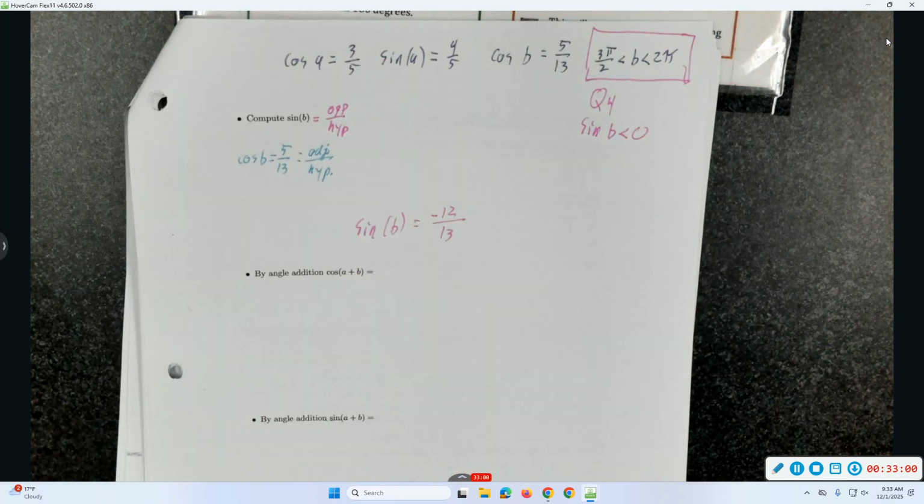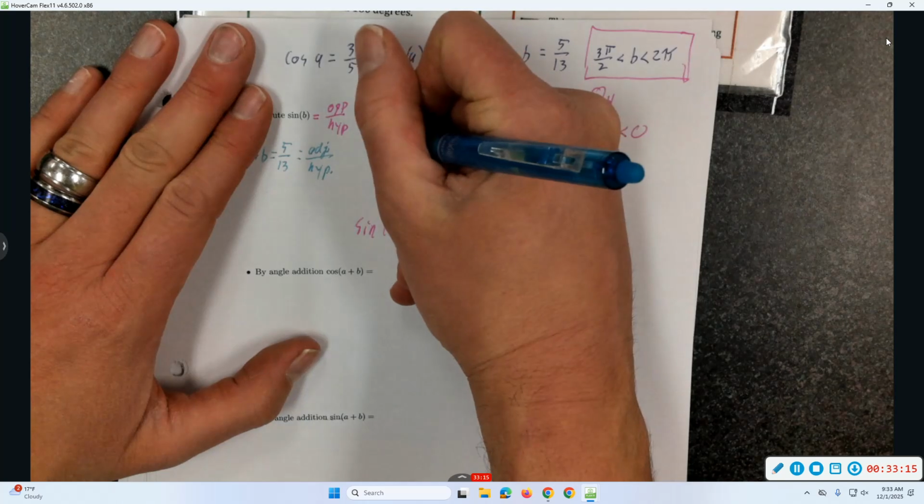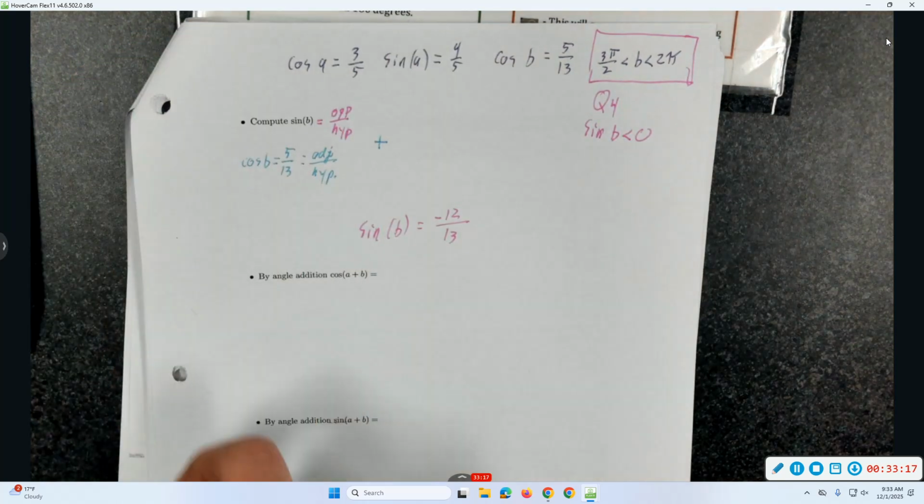And there's one of two things you can do now. You can just straight up draw the picture and worry about quadrants later, or you can worry about what quadrant it's in right now. Since I've already said it, I'll worry about it right now. So this thing needs to be drawn like it's in quadrant 4.